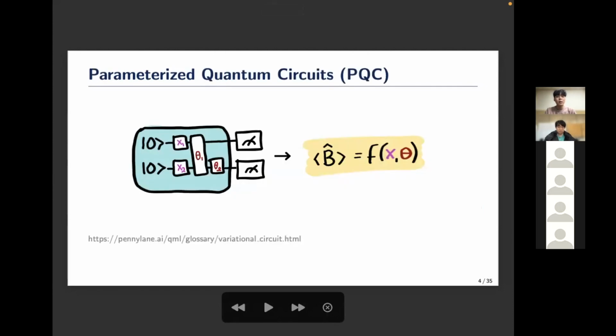Now, I'll explain parameterized quantum circuits. Parameterized quantum circuits consist of three ingredients: preparation of the initial state, like the zero state, a quantum circuit that is parameterized by a parameter vector theta, and measurement of an observable. The expectation value of the observable will be a cost function, and we can iteratively tune the parameters in the opposite direction of the gradient of the cost function.